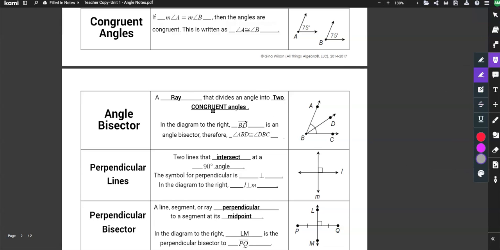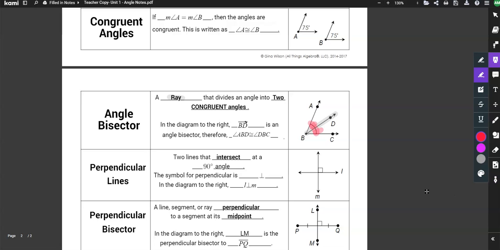Now the next one, it says angle bisector. We are going to talk about a ray, and often it will be a line, but once it hits the vertex, we look at it as a ray. So a ray that divides an angle into 2 congruent angles. In this diagram, ray BD is the angle bisector, so that means angle ABD, which is this angle here, and angle DBC are congruent. Okay, and again, we can tell that because we are given this arc mark right here, and it goes across both angles. So that indicates this is a 1 arc mark angle, this is a 1 arc mark angle, and together they can be double the size.